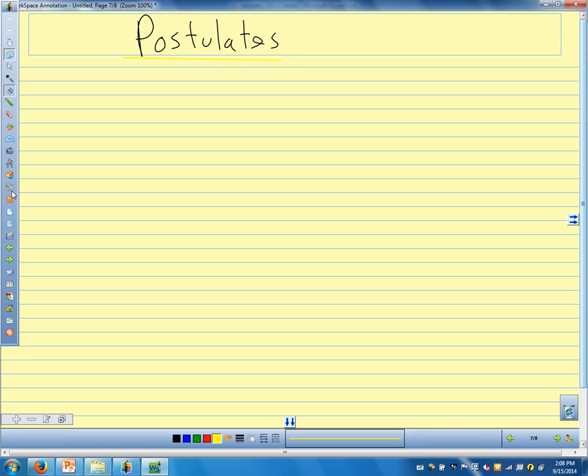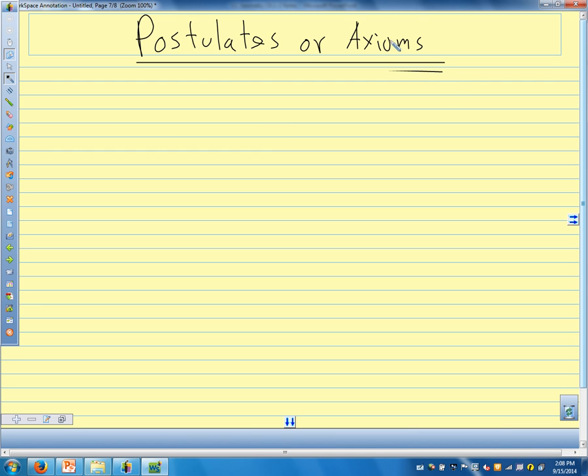Postulates or axioms. So we have our terms that we either defined or said are undefined terms, and we talk about how we think of them. What we want to do is put together some rules for how these things work. How do points, lines, and planes work? Well, those are our postulates.